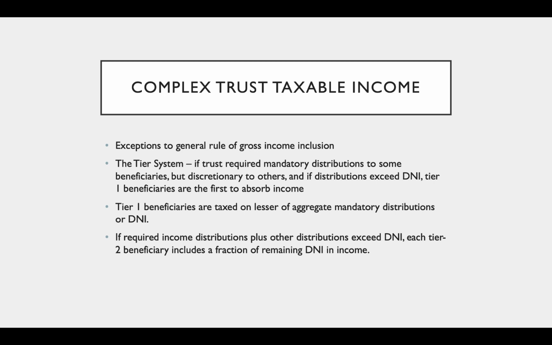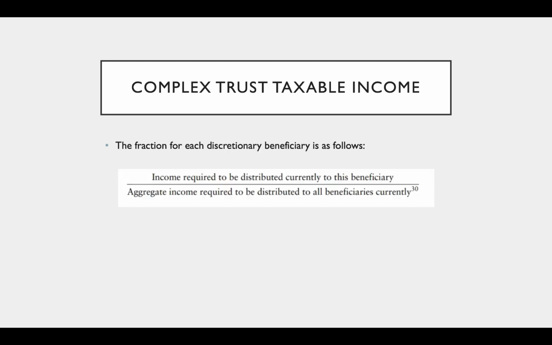And then if the required income distributions plus other distributions exceed DNI, each Tier 2 beneficiary includes a fraction of the remaining DNI in income. And it is calculated like this. This is the same fraction as we saw a couple slides ago. The numerator is the income required to be distributed currently to this beneficiary, and they divide that by the aggregate income required to be distributed to all beneficiaries. And we apply that ratio to the Tier 2 distributions to determine what portion is taxable.